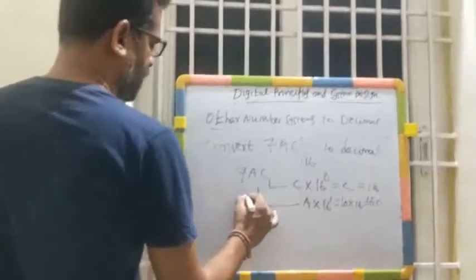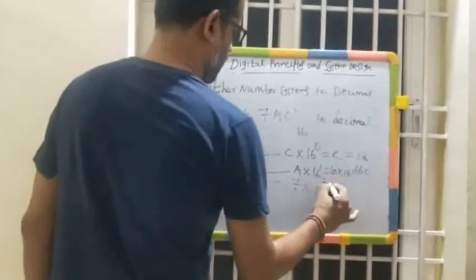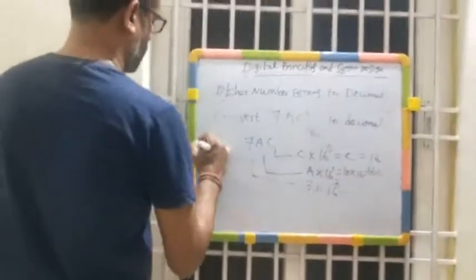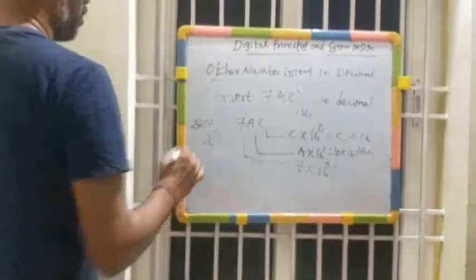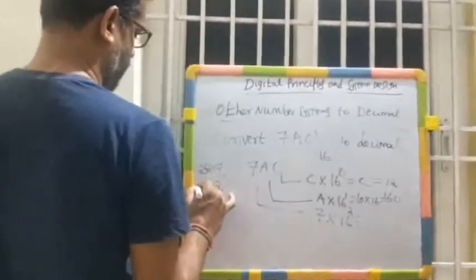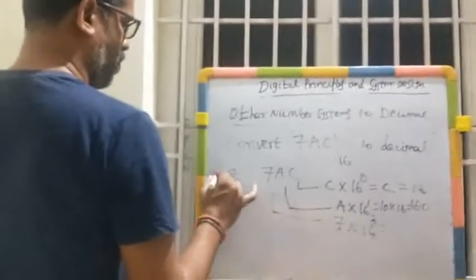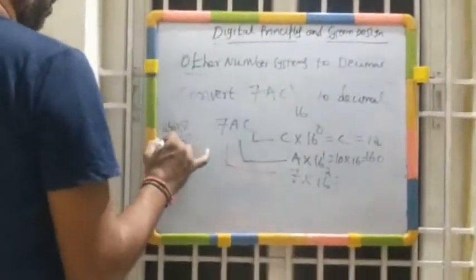Correct? Then 7 into 16 square. 16 square is nothing but what? Can anyone tell me that? It is 256. So 256 into 7, what will we be getting? 6 sevens are 42, 5 sevens are 35, 39, 2 sevens are 14, 17. Yes. It is 1792. Okay, we have to add this.